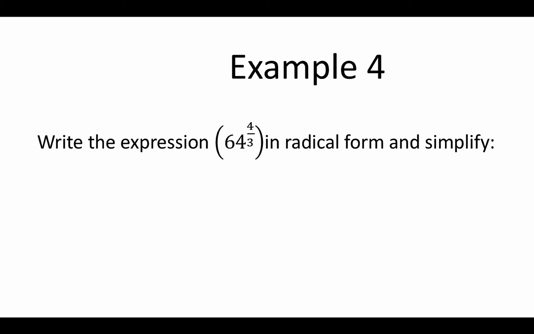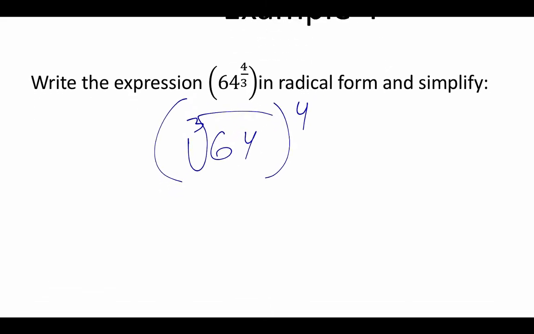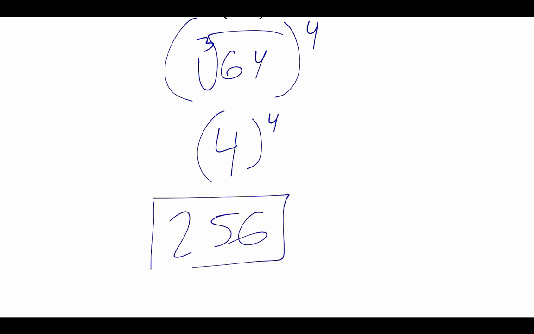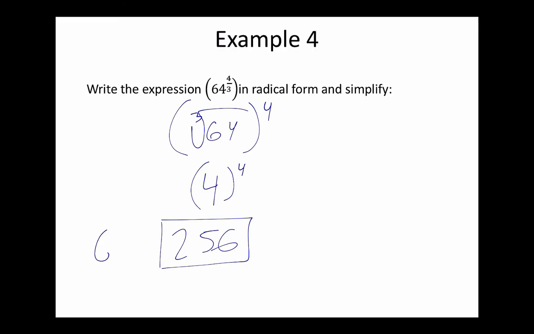And we're back. 64 to the 4/3 power. I'm going to say let's do the 3rd root of 64 first and then raise that whole thing to the 4th power. So what to the 3rd power, what times itself again gives us 64? Well, that's just 4. So this whole thing becomes 4 to the 4th power. Now 4 to the 4th power, you could use a calculator, but some of you might know it, is 256. So 64 to the 4/3 power equals 256.